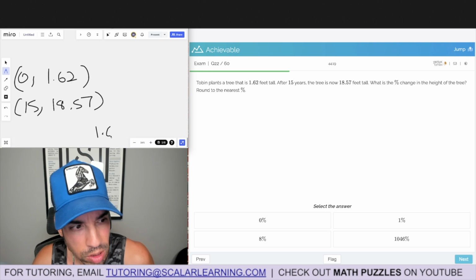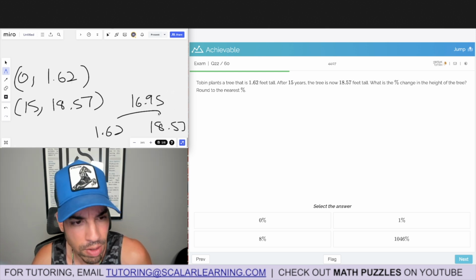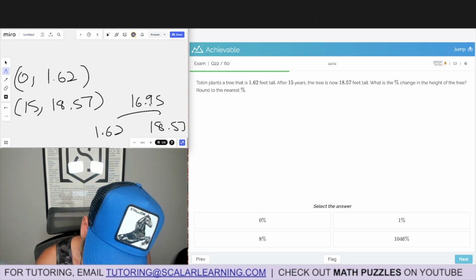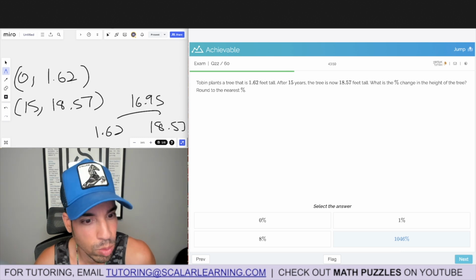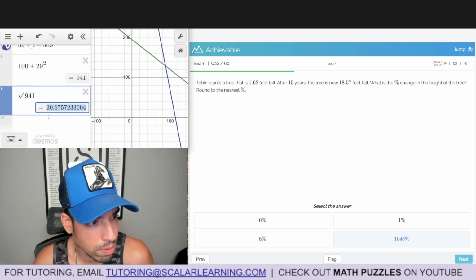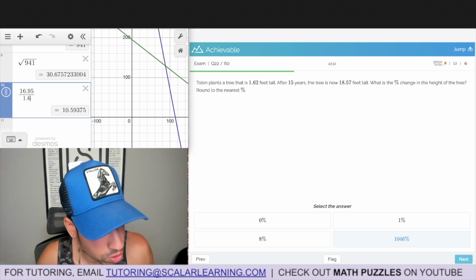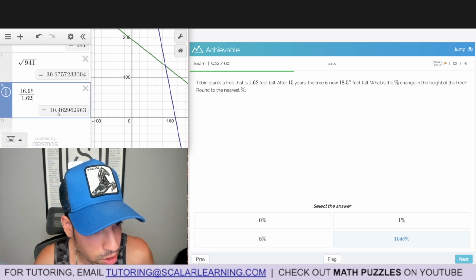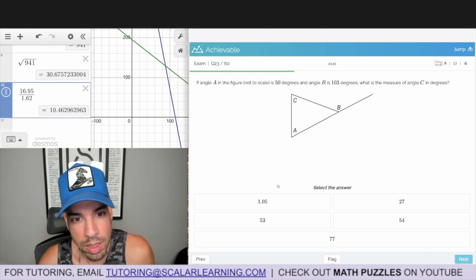So if we're doing percentage change, we say, all right, how much has it gone up by? It's gone up by 16.95, right? Sorry, 9.5. And as a percentage of the original, it's this divided by the original. It's got to be this. This is the only viable answer, but we'll double check. So 16.95 divided by 1.62 is 10.46, but as a percentage, moved over twice, that's 1,046%. Boom, done.